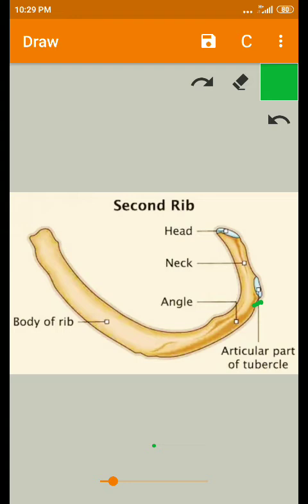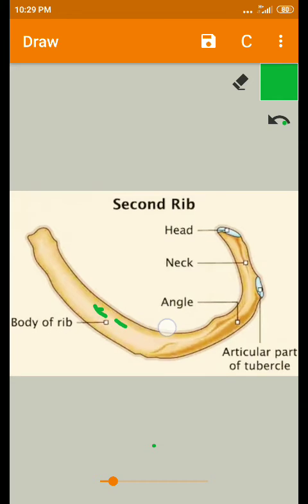One is the external surface and the other is the internal surface. Here we can see the external surface. The external surface faces upwards and slightly outwards. The upper surface faces upwards and slightly outwards. And this external surface is convex.